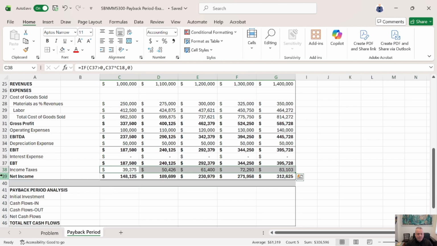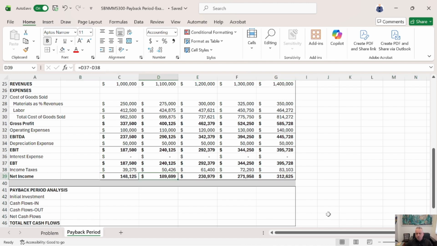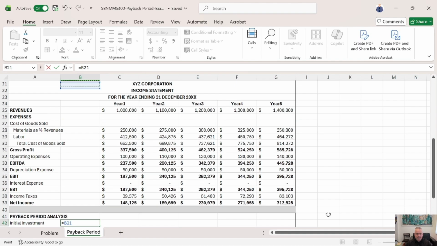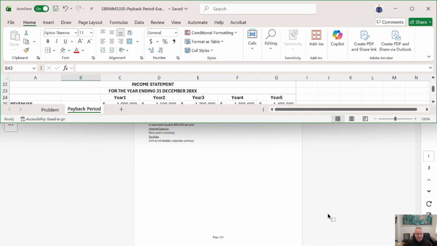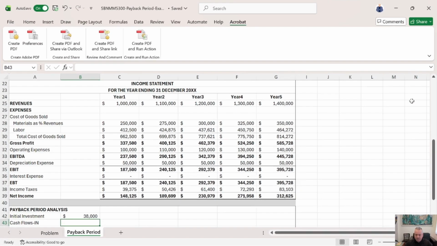But what that gave us was this notion of net income going from 148 to 312,000. It may not always be the case. You may lose money in the beginning, because what we want to really figure out is how long it takes us to pay back the initial investment. So that initial investment we documented should be 380,000. So let's go back there and key that in properly.